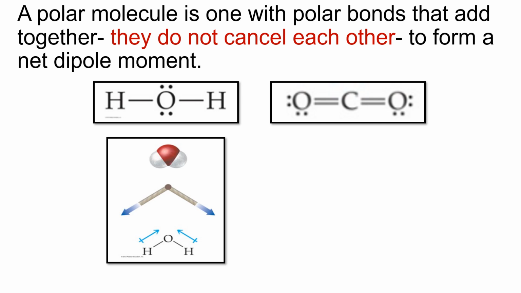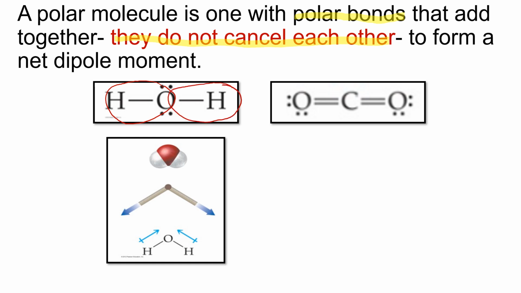So a polar molecule is one with polar bonds that, when you add them together, do not cancel each other to form a net dipole moment. Remember that a polar covalent compound should have a dipole moment. Therefore, the two polar bonds must not cancel each other. For example, our water here, we had this as an example a while ago. You have one polar covalent bond here and another polar covalent bond here.